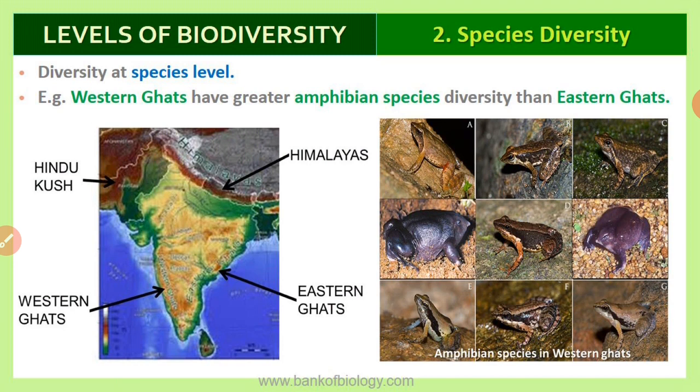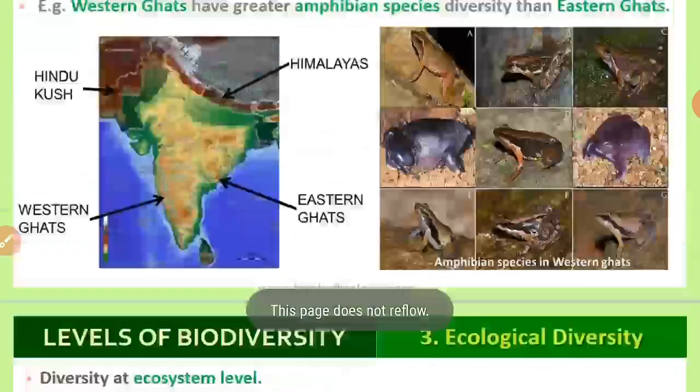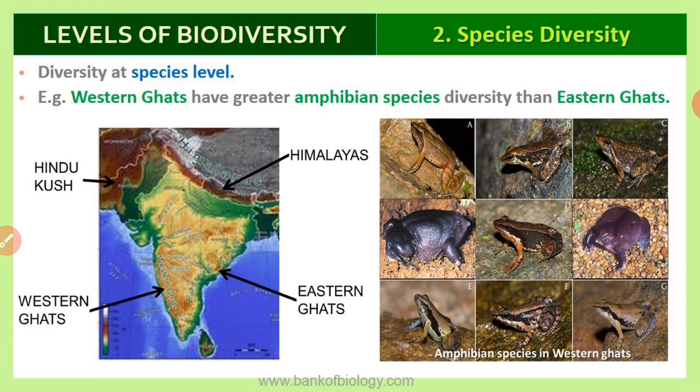In the diagram on the right side of the slide, there are frogs. Those are nothing but amphibians. So there is more amphibian species diversity in the Western Ghats as compared to the Eastern Ghats. Species diversity depends upon the number and richness of the species in a particular region. The more the number of species, the more the diversity. Once again, you can say that species diversity is the variety of different species of living organisms found in a given area.